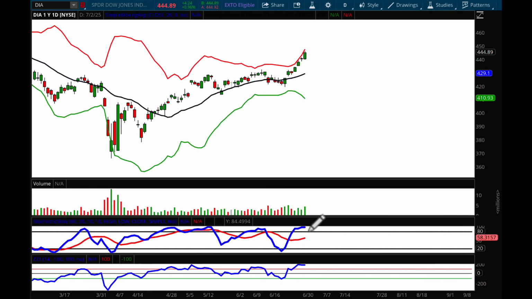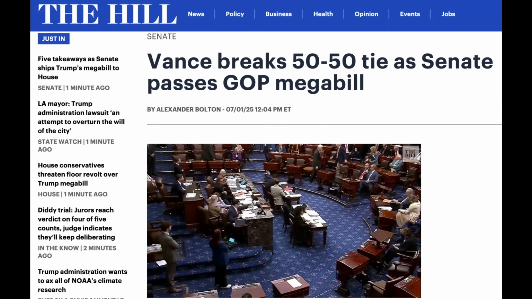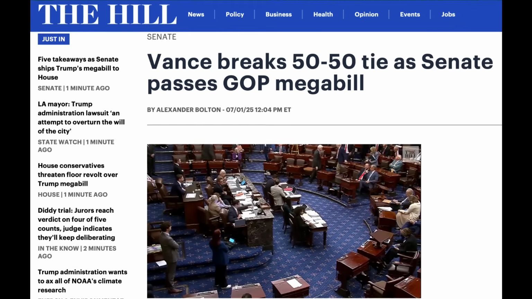We do see the oscillators down below starting to hinge and pivot lower, but we don't see the price action pivoting just yet. Now, as of today, the big, beautiful bill has passed through the Senate with a one-vote margin cast by J.D. Vance, the vice president, who broke the tie, and now it's off to Congress for the final adjustments and possible approval there. We don't know what's going to happen.